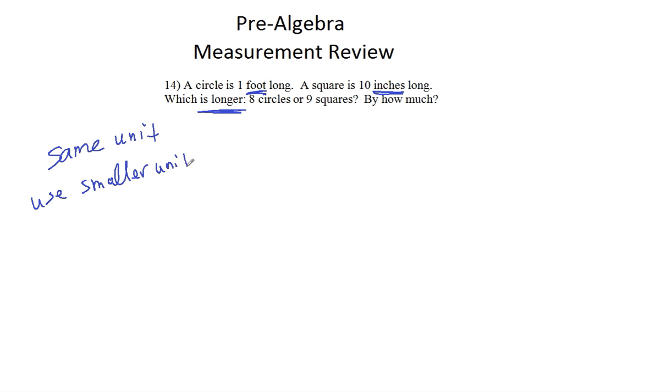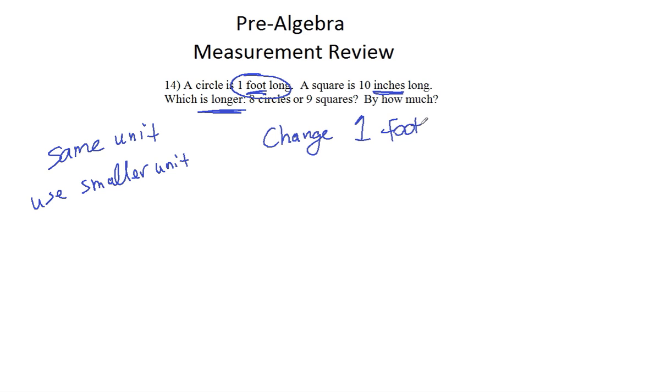And if you remember, we've talked a little bit about that. If I say 1 foot or 1 inch, which one is smaller? 1 inch is going to be the smaller unit. It takes 12 inches to make a foot. So it's going to be easier to change your 1 foot to 12 inches. You could change 10 inches to feet, but you're going to get a fraction or a decimal, and it's not necessarily going to be nice. Changing the 1 foot to inches will help ensure that we wind up with whole numbers. So that's the first thing I'm going to do. Change the 1 foot to inches.